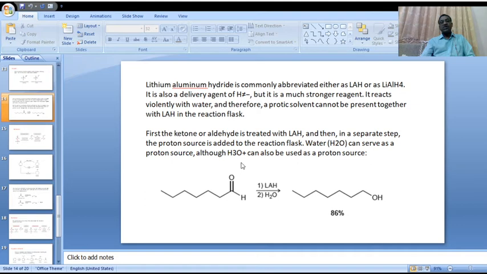Although H3O+, the hydronium ion, can also be used as a proton source. Here, instead of this water molecule, we can also use H3O+, that is, H+ and H2O, in hydrolysis in presence of acid. H3O+ we can also use.